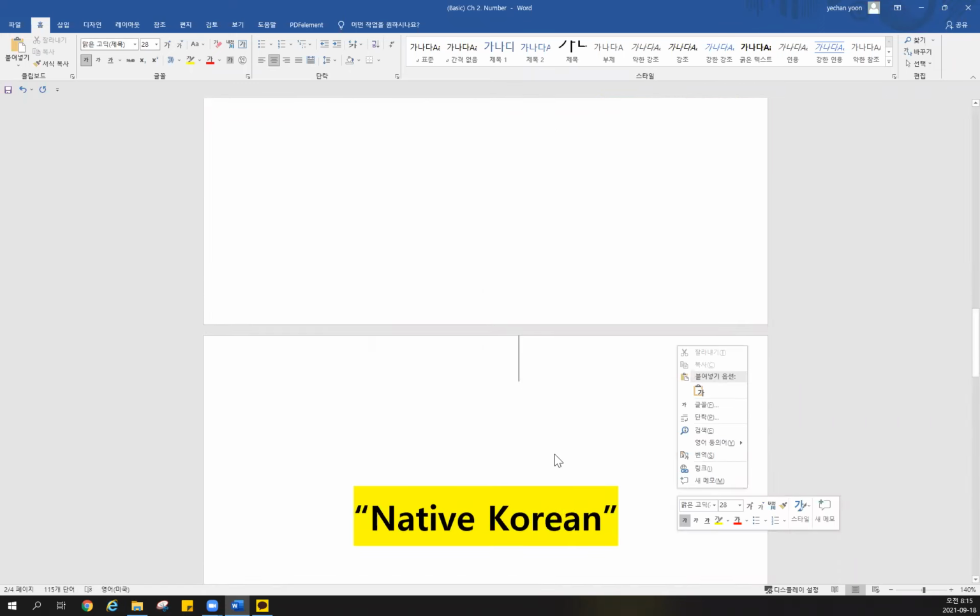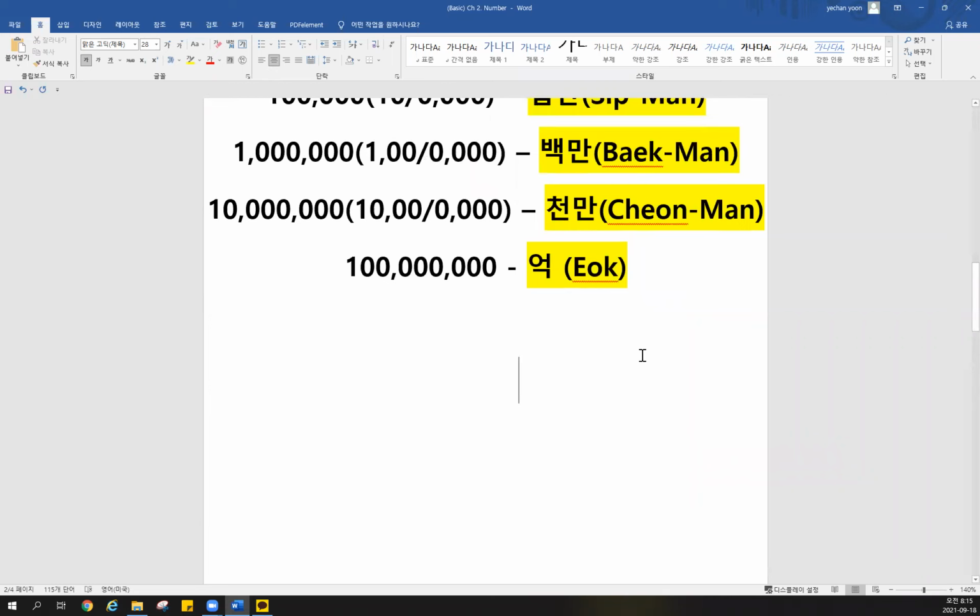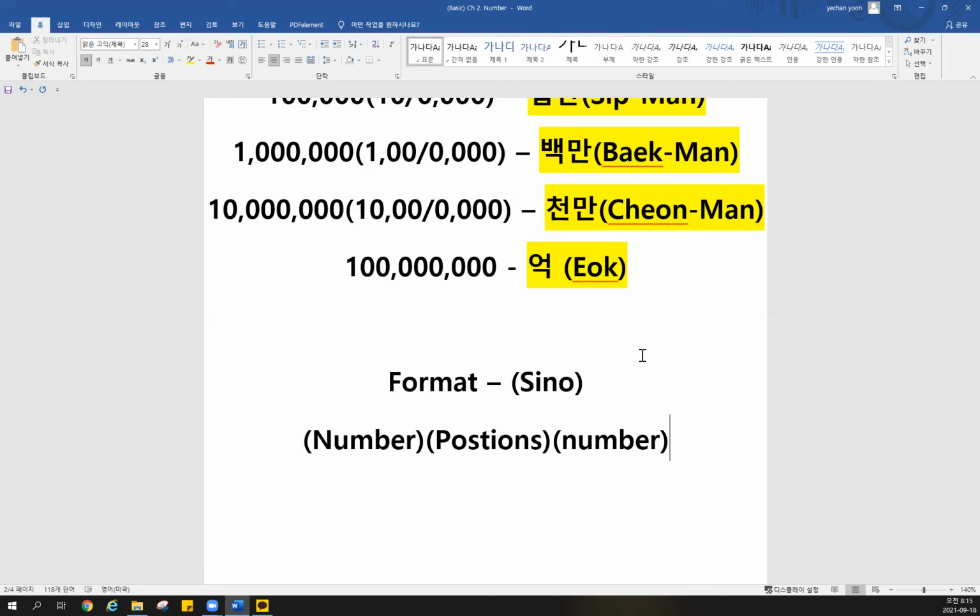So I will give you an example for it. So if you want to say it, the format is gonna be like this, everyone. Format to read the Sino numbers. Okay, so it's like this. First number, and positions, and then number, blah, blah, blah. It's the same routine. It's gonna be the same routine like this. Okay, you know what the positions mean? Don't worry, guys. I'm gonna explain it. So let's say 30.